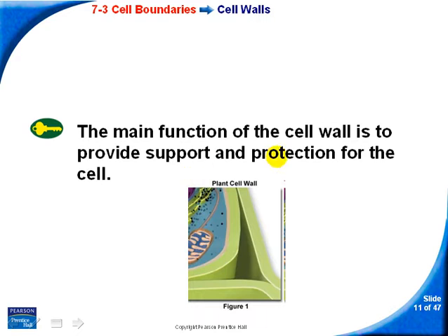A cell wall. The cell wall is mainly to provide support and protection for the cell. And you can see here this, I guess, pink layer right here would be the cell membrane, and these green layers right here would be the cell wall.